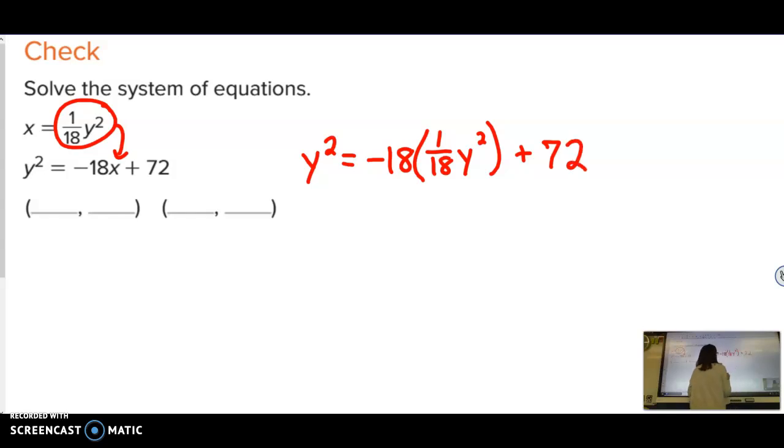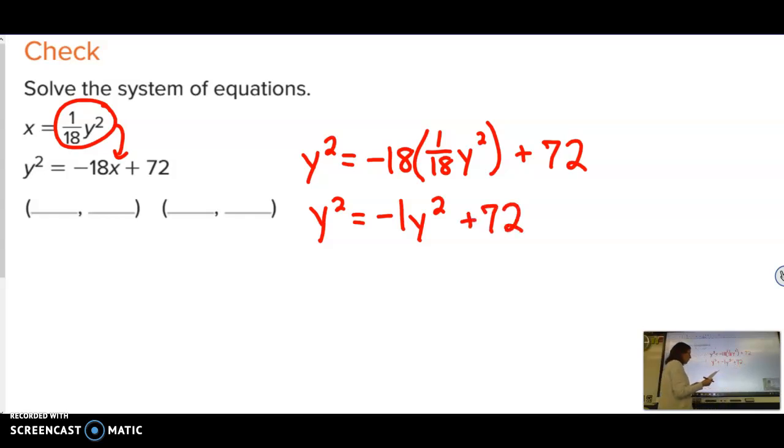plus 72. So I get y squared equals, well, -18 times 1/18 is just -1 y squared plus 72. So I can add the y squared to the other side. I want to try to get those y squareds together. So that's 3y squared.